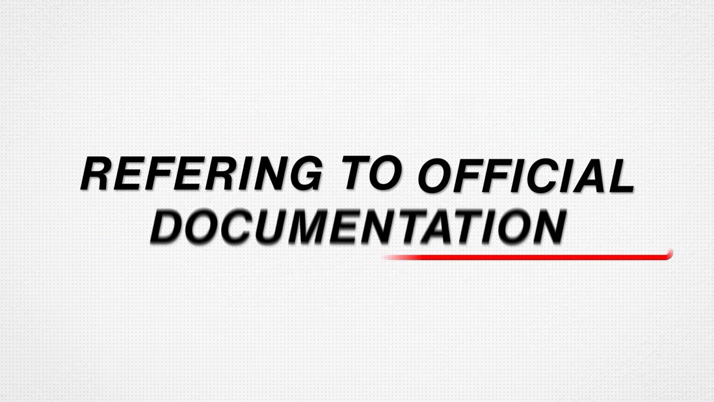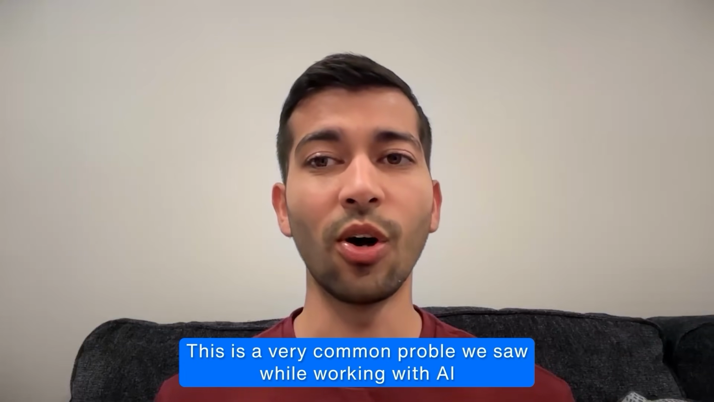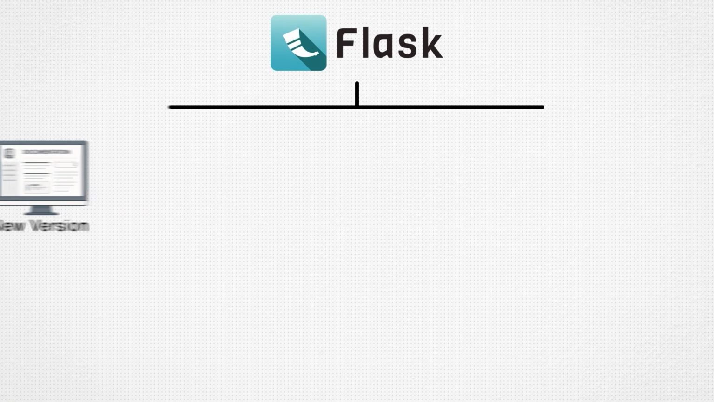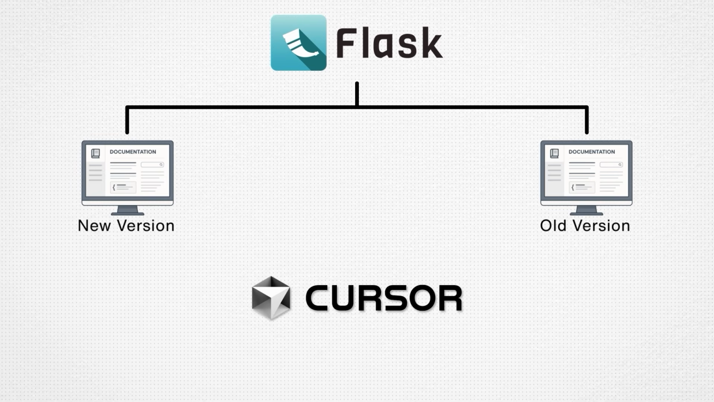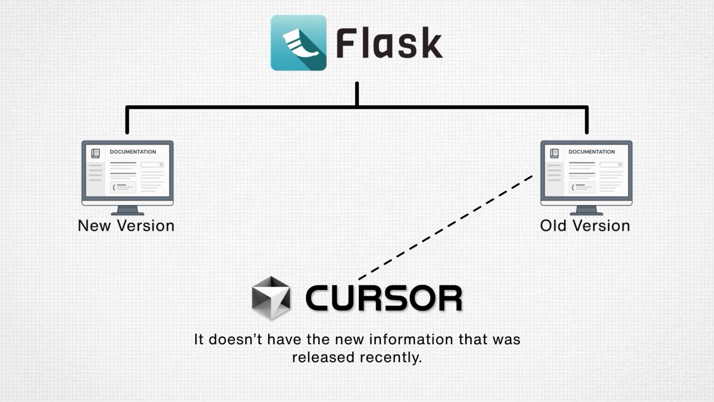Let's learn about a very powerful feature that Cursor provides, which is referring to official documentations. So, this is a very common problem we saw while working with AI. The information there wasn't up to date. Let's say a new version came for Flask, but for some reason, the AI is trained on previous data. It doesn't have the new information that was released recently.